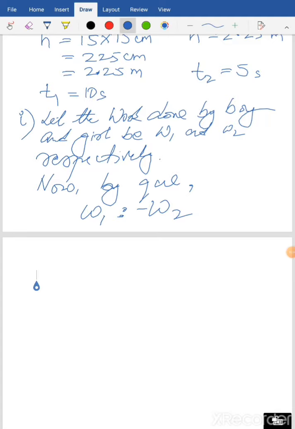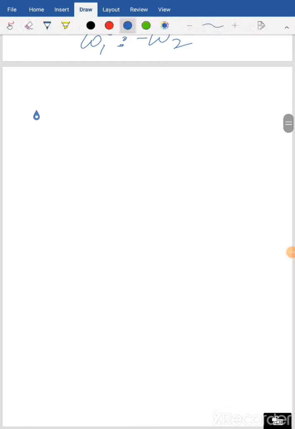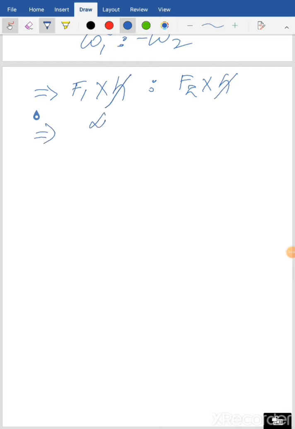Then let's put the values here. W1, that is work done by the boy, is given by force into displacement. So that is force F1 and the displacement is height, is to the work done by the girl, which is force into displacement, that is F2 into the same height. Here height and height, because they are the same, get cancelled. So I have F1 for the boy, the force due to its own weight of the boy is 400, and for the girl it is 200.